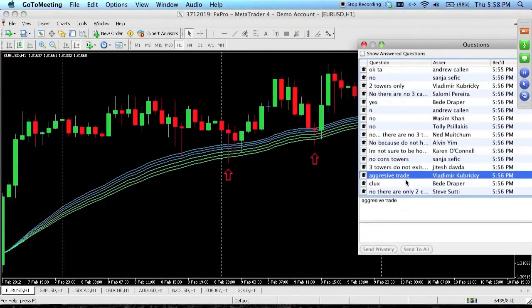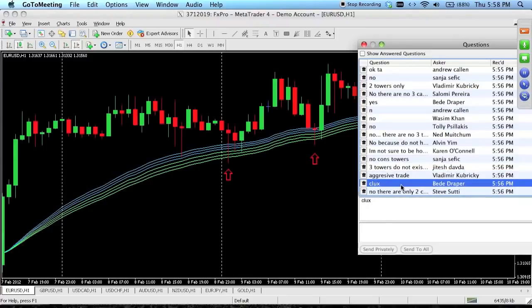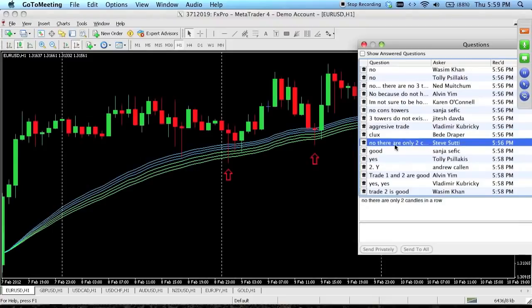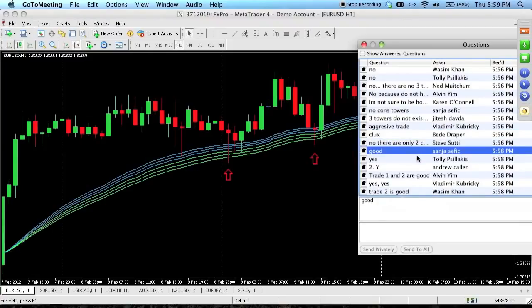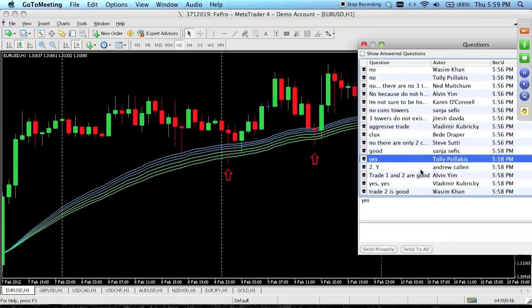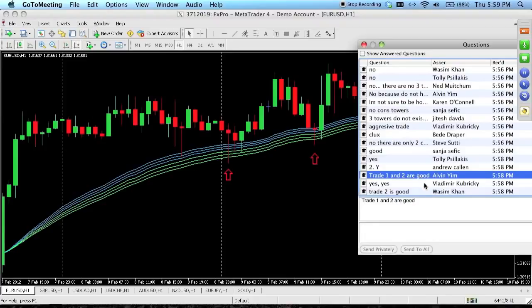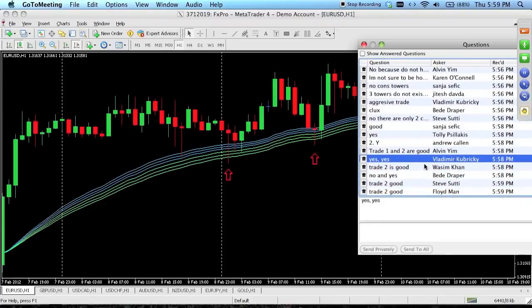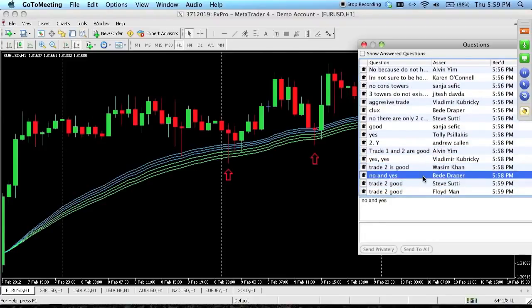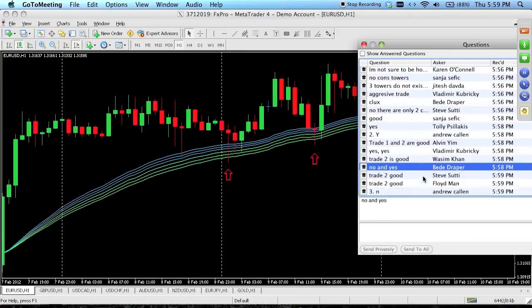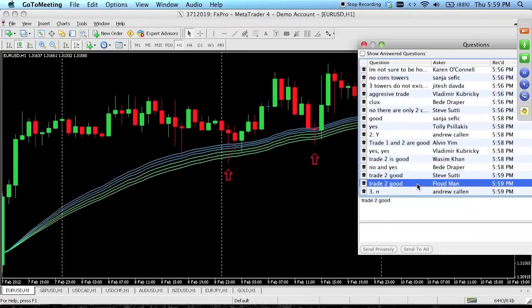Okay, Valdemar, aggressive trade, good, good. Bede, Klux, Steve, there are only two candles in a row. Okay, Sonia, good. Totally yes. Number two is also yes. Trade 1 and 2 are good. Valdemar says yes and yes. Wasim says trade 2 is good. Bede says no and yes. Steve says trade 2 is good. Floyd says trade 2 is good.